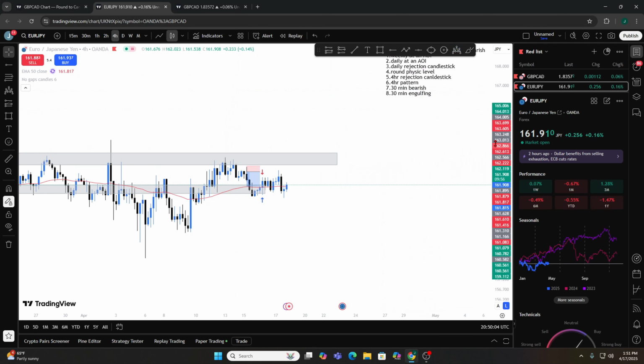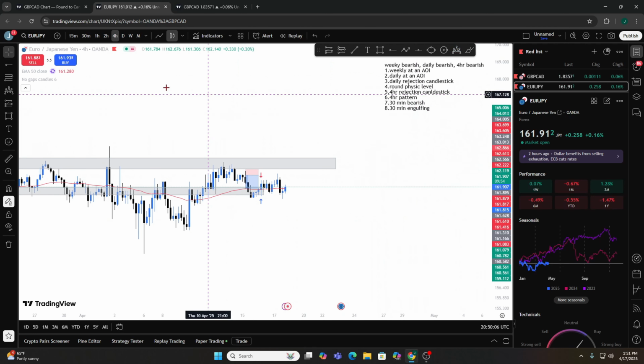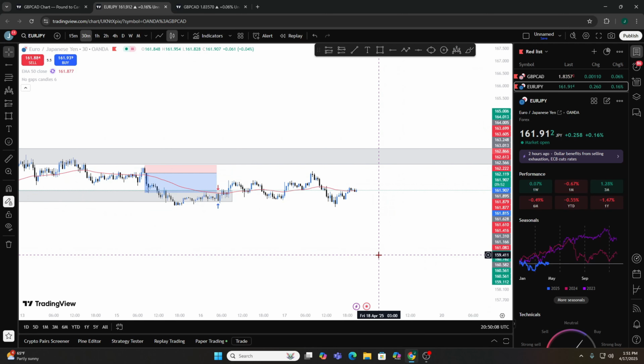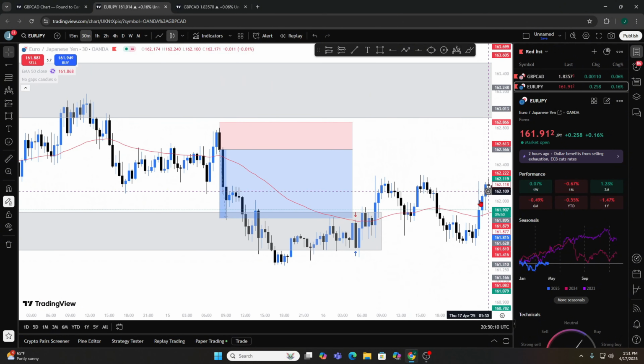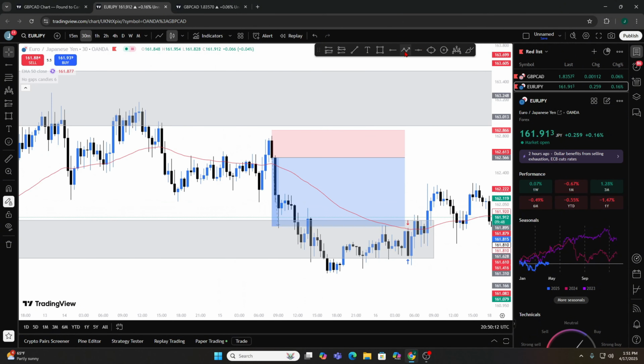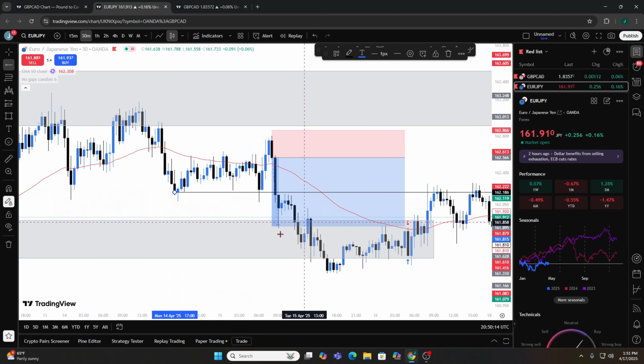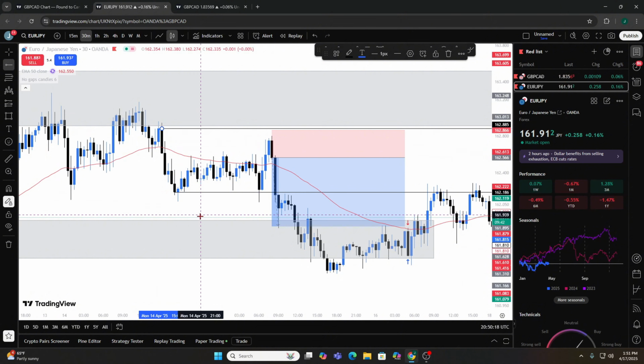So then we basically just wait till London session, go to the 30-minute, and basically we were bearish. This being the lower low, this being the lower high. We were basically waiting for an engulfing or evening star, and right about 1:30 p.m. PST, basically we had that engulfing, and that's where we entered.